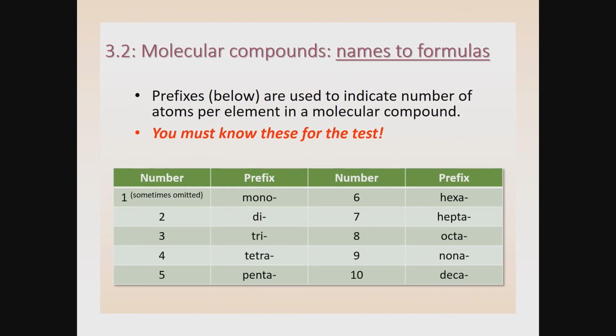So if you have a molecular compound and it has an element with the prefix mono in front of it, that indicates that there's 1 atom of that element. If you have the prefix di in front of the element, there are 2 atoms of that element. Tri, 3 atoms. Tetra, 4 atoms. Penta, 5 atoms. Hexa, 6 atoms. Hepta, 7 atoms. Octa, 8 atoms. Nona, 9 atoms. And deca, 10 atoms. So you have to memorize those prefixes. One thing you could do is put the name of the prefix on a flashcard, and on the reverse side indicate the number of atoms it indicates.